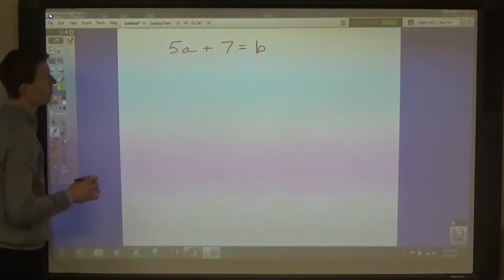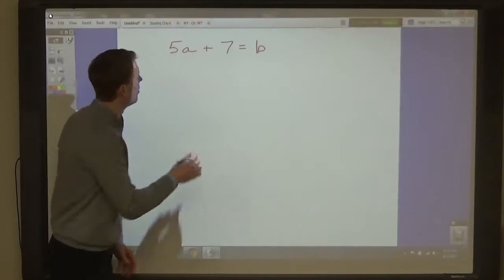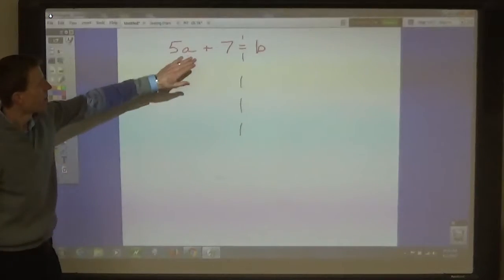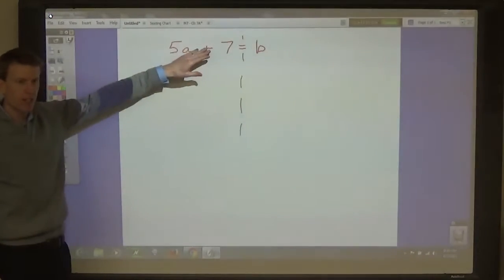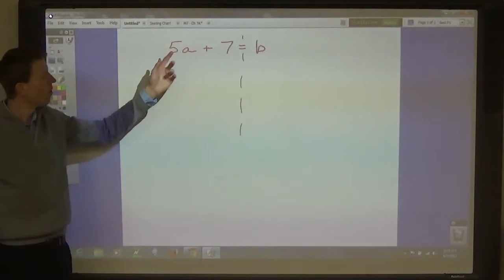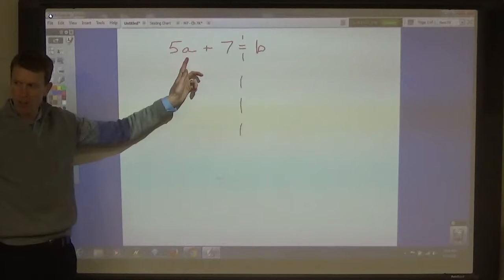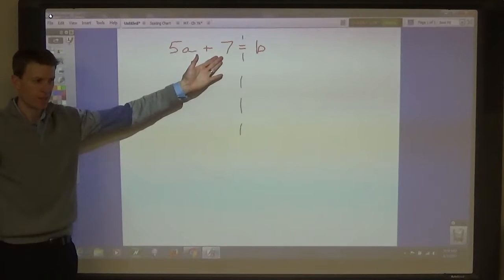Letter A. All right. When you're solving for something, the first thing you should do is get rid of everything except the A, to get the A by itself. We have to get rid of the 7. Correct?